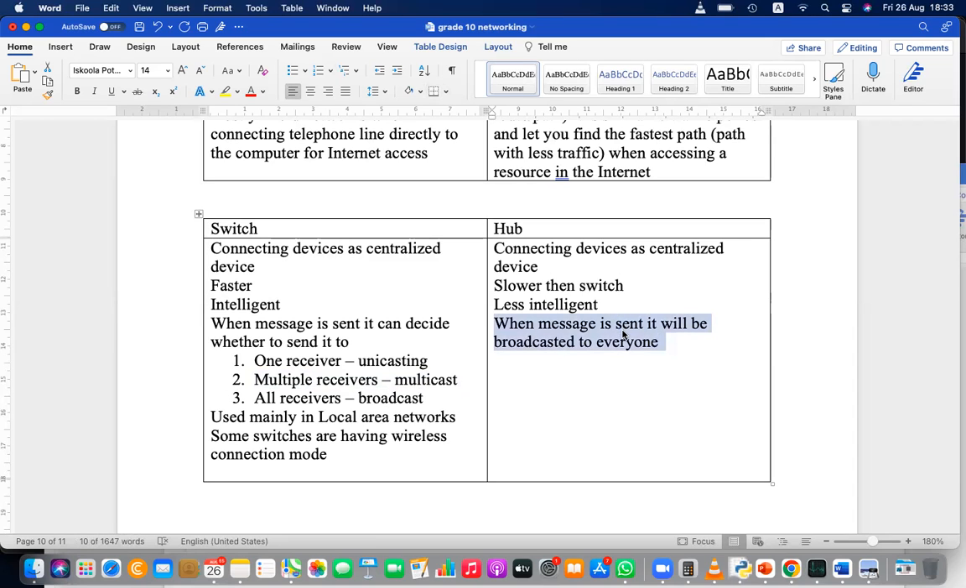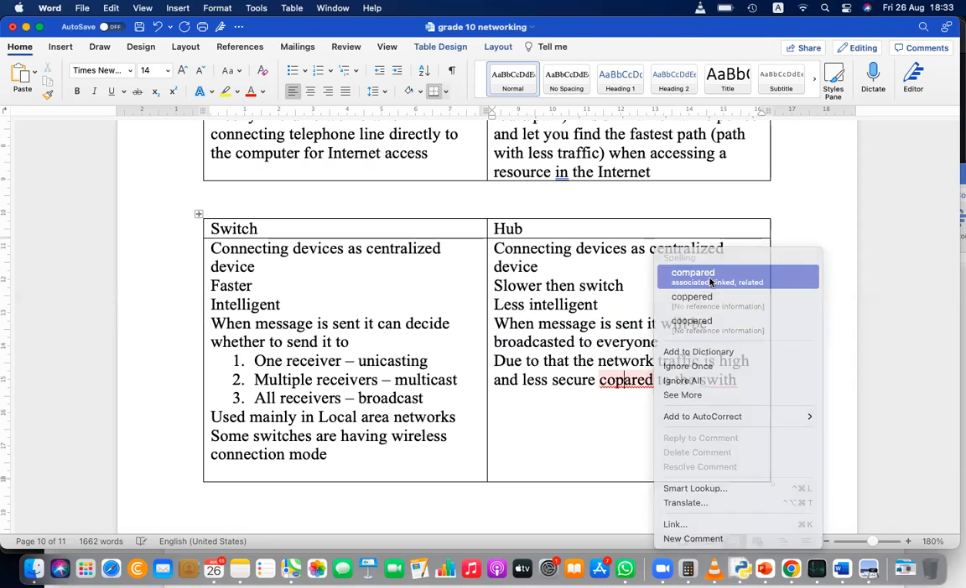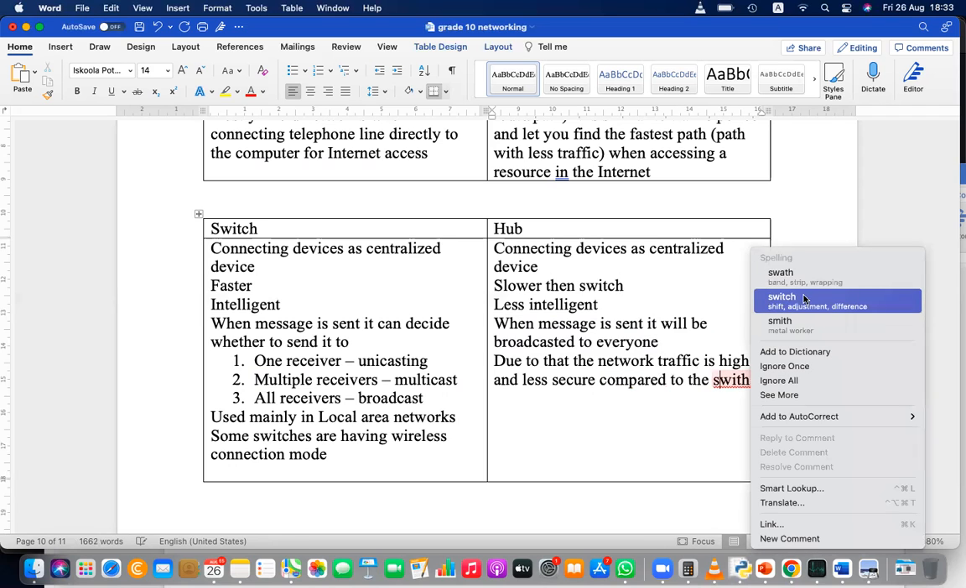If it is asked to send to one person, it will be sent to multiple people. So there is always broadcasting. Due to that, the network traffic is high and it is less secure compared to the switch. Right? It's less secure. Why? Because it is sending to everyone. There's a reason.